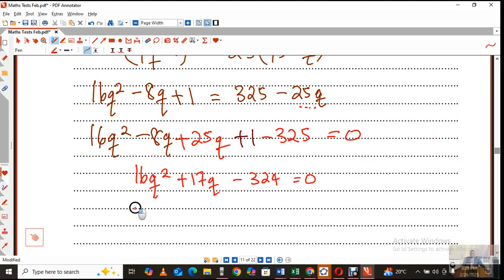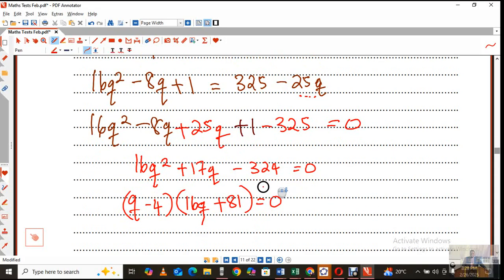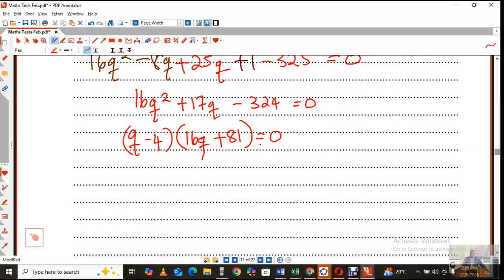So q minus 4 would be in one bracket, the other bracket would be 16q plus 81, again, equals 0. Remember I said you can obviously use the quadratic equation formula in order to solve this. If you do, you will see that q minus 4 will equal 0, or 16q plus 81 is equal to 0. So here we have one answer, q is equal to 4.